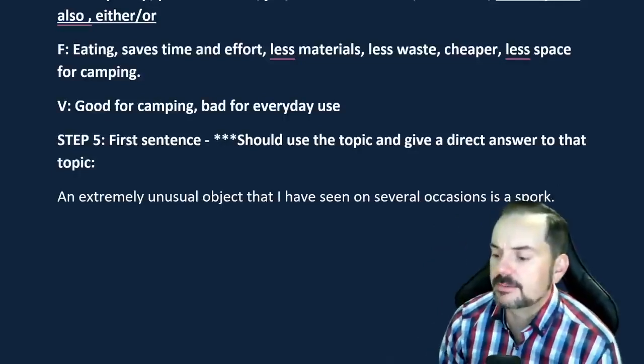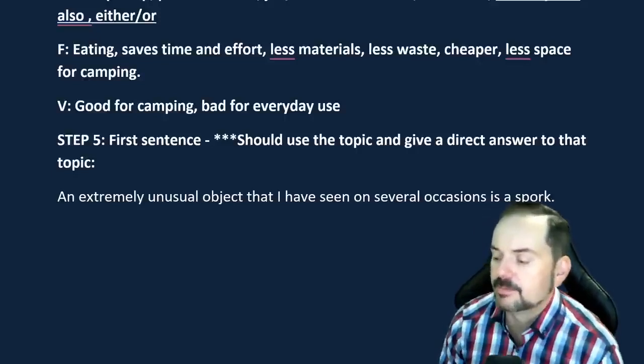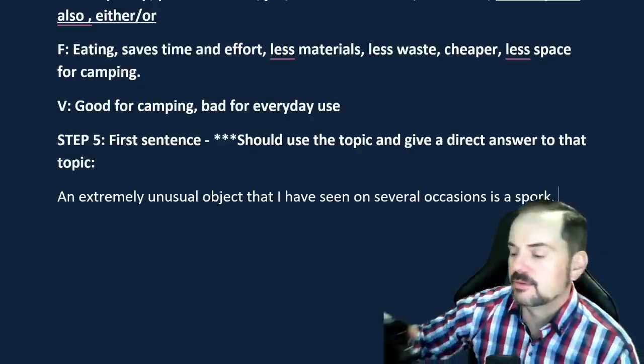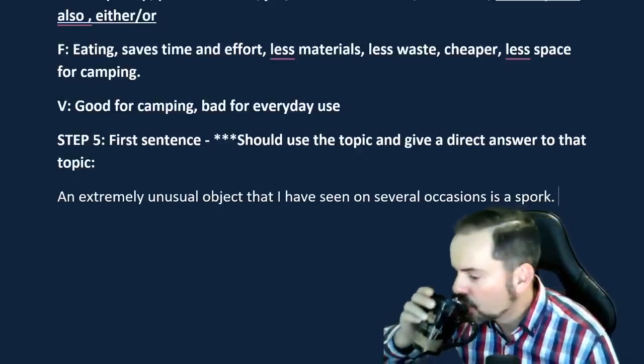Baljit says, an item that I use rarely is a spork. Yeah, very good, Baljit. I'm not sure when I've used a spork last. It might have been years ago, but I've definitely used it.